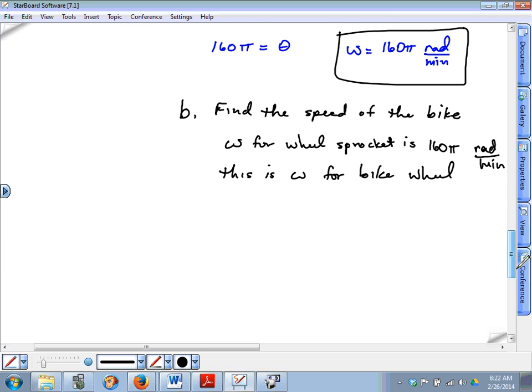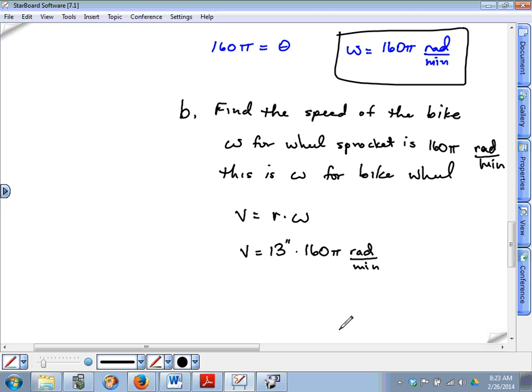Yeah. So V is equal to R times omega. So V is equal to the radius, which is 13 inches, times 160 pi radians per minute. And unless it specifically says otherwise, what's the convention here in America for speed? Miles per hour. So that's how you are expected to represent your answers if it's a linear speed.